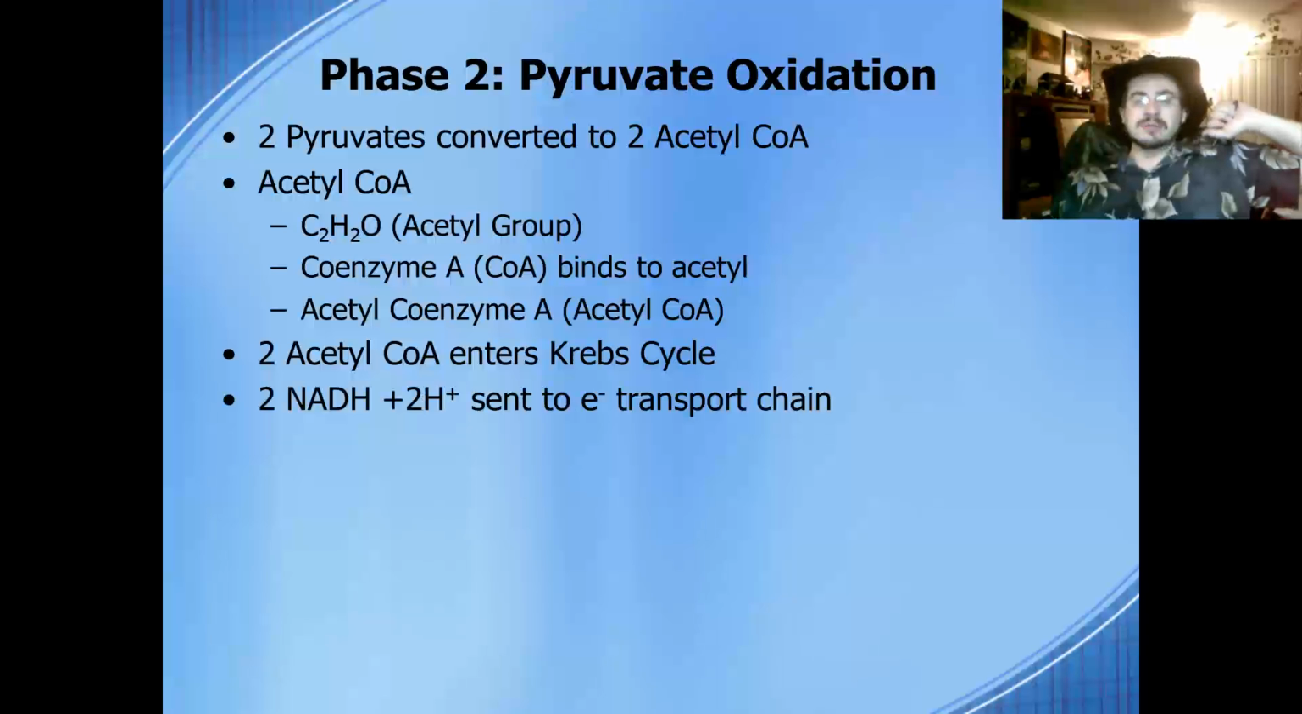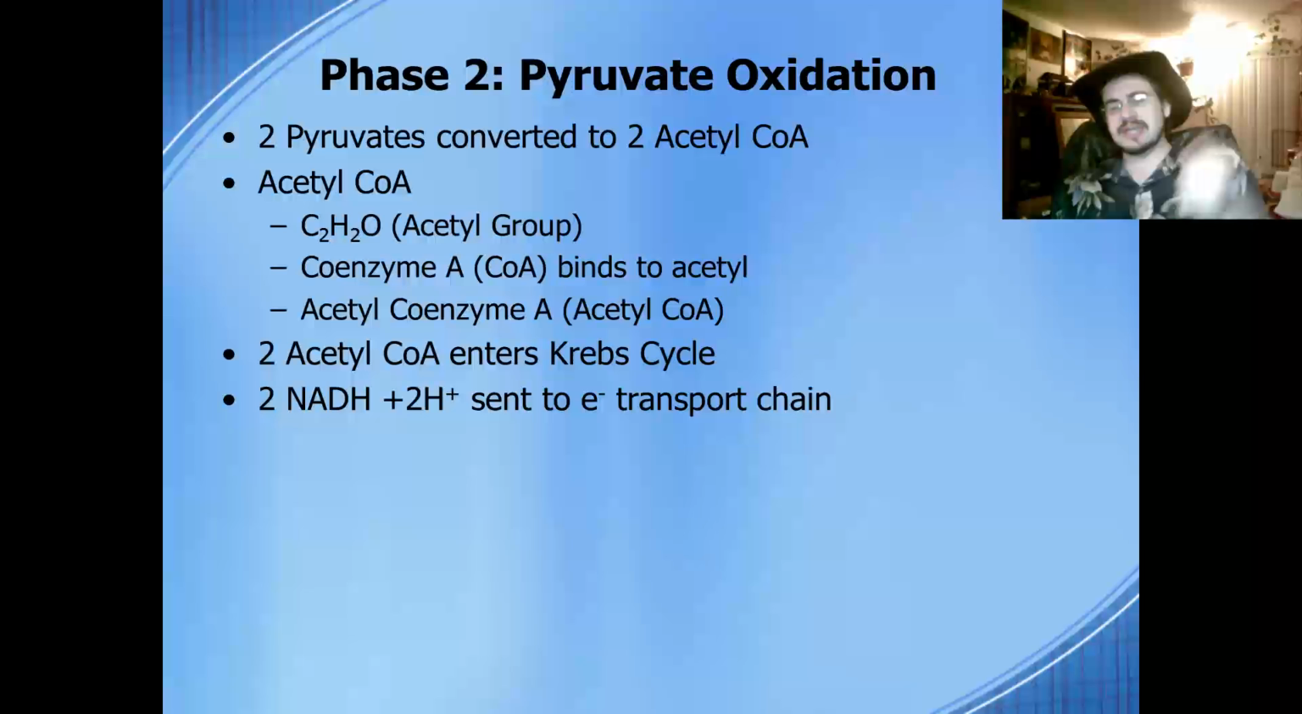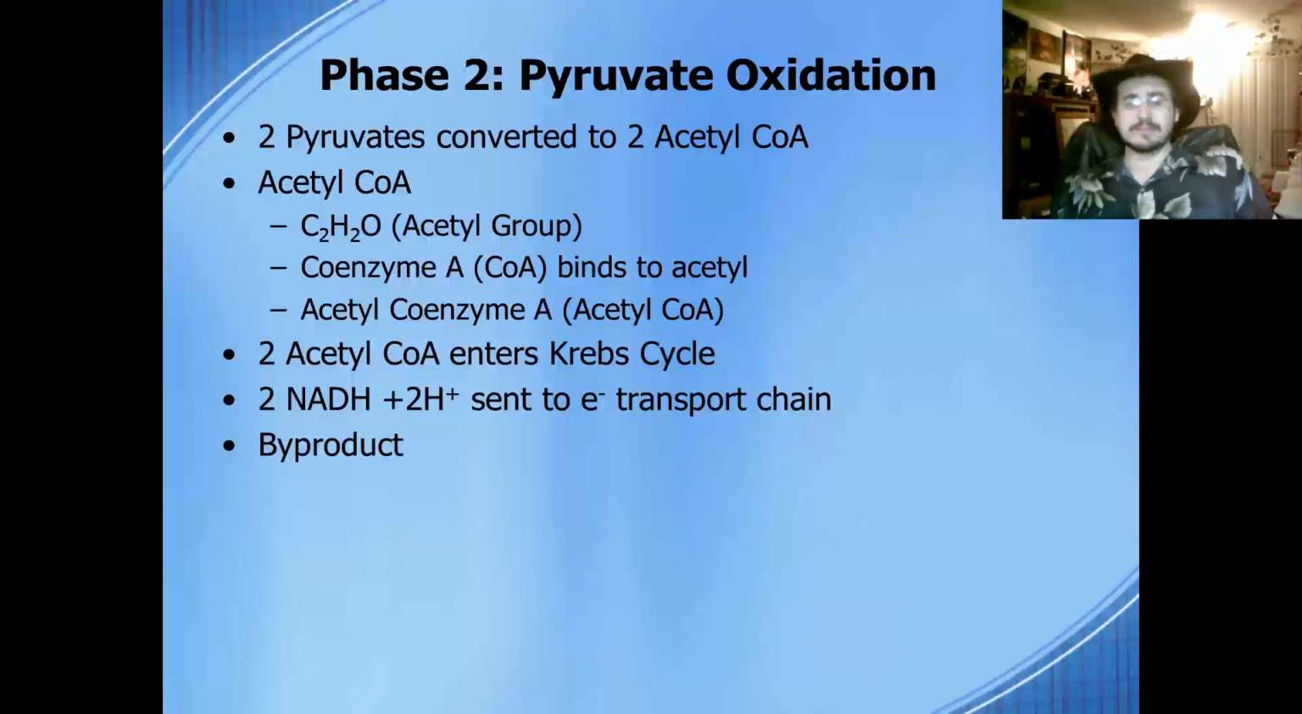So, another product of pyruvate oxidation is an additional 2 NADH and 2 H, and those are sent to the electron transport chain, which I'm foreshadowing again. The byproduct of pyruvate oxidation is, well, let's see. We started with C3H3O3. So what did we lose?